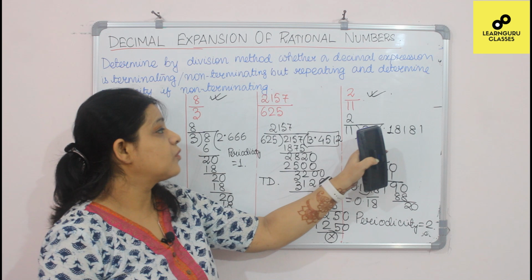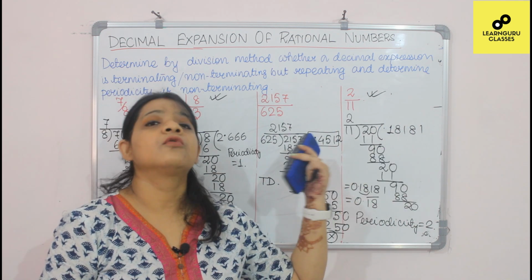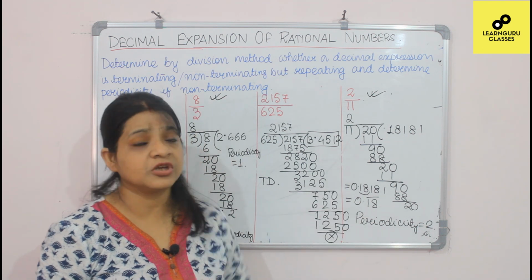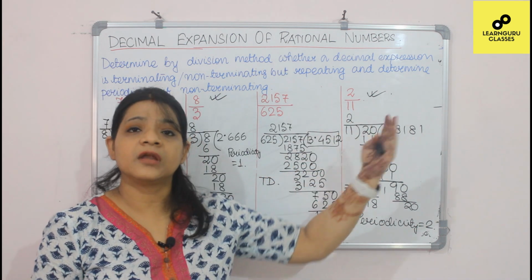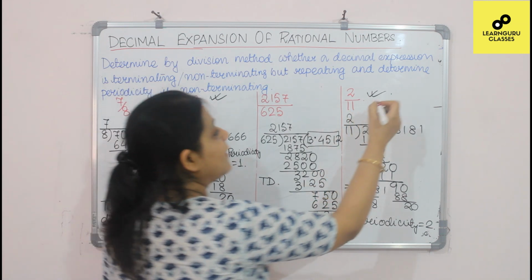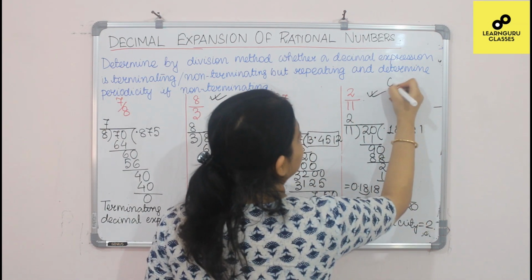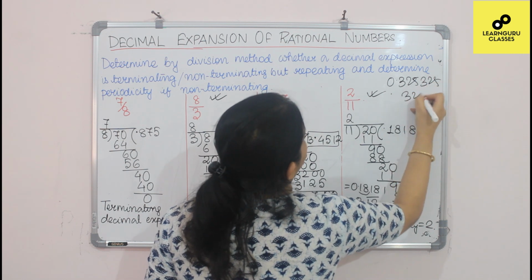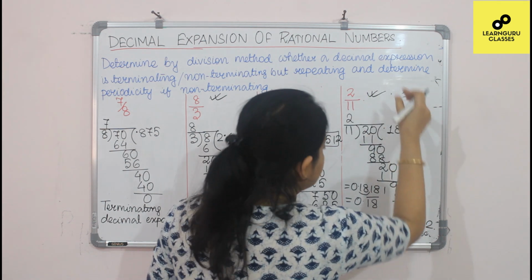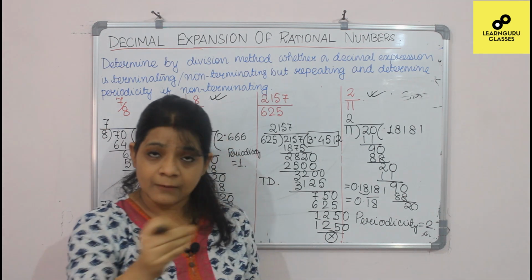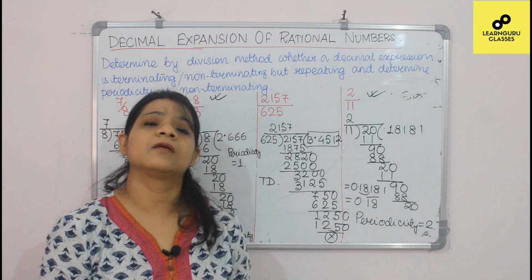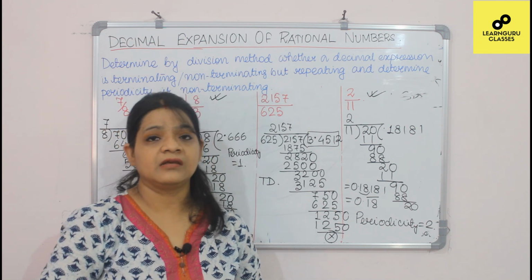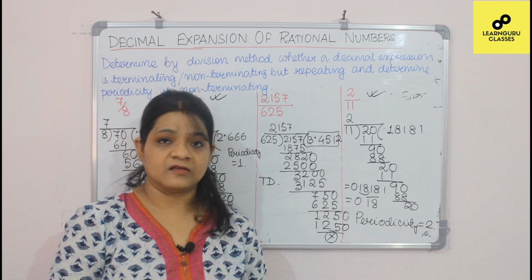This we also call a non-terminating, repeating decimal expansion. Here the sequence of digits is 0.18. Another example may be 0.325, 325, 325, in this way. These serial digits are being repeated, so this is also an example of a non-terminating but repeating decimal expansion.